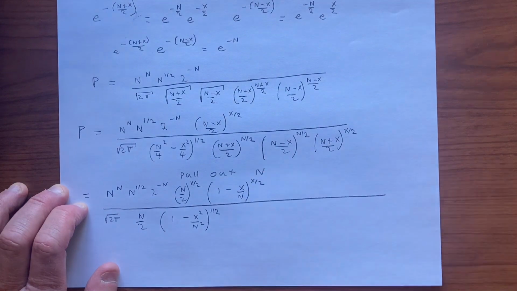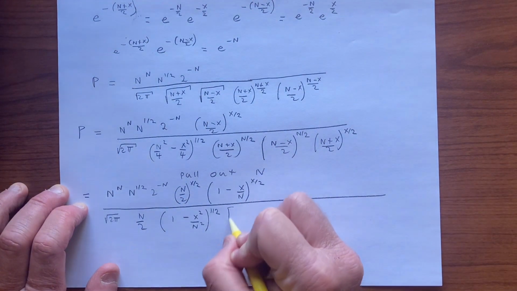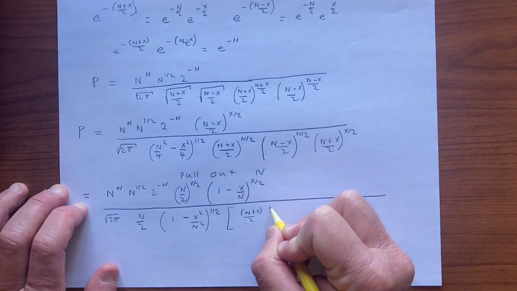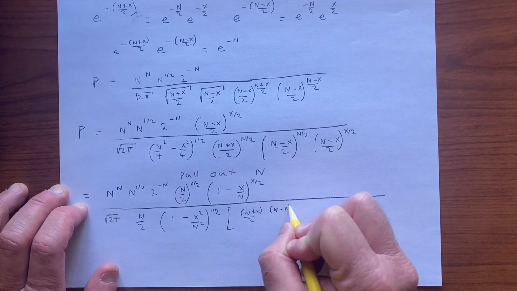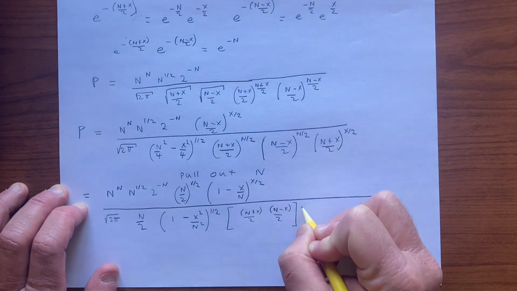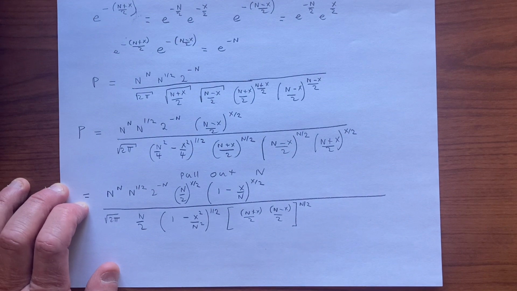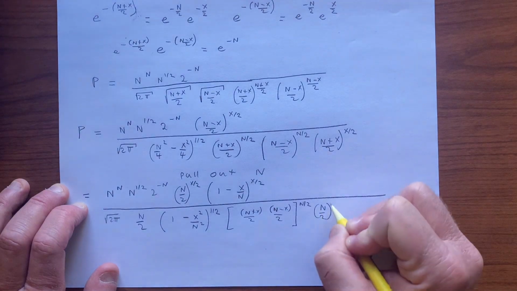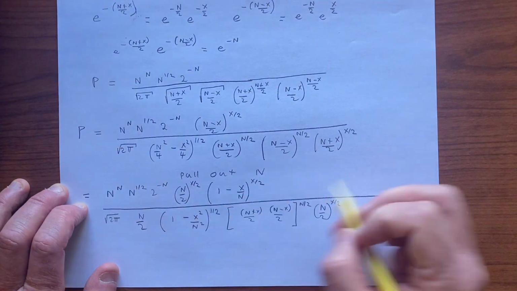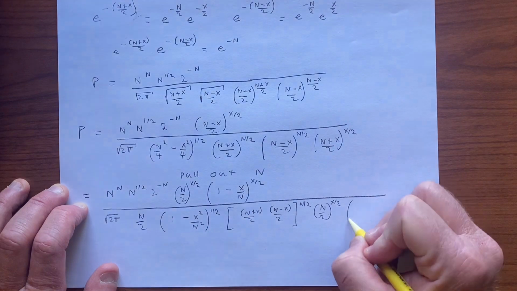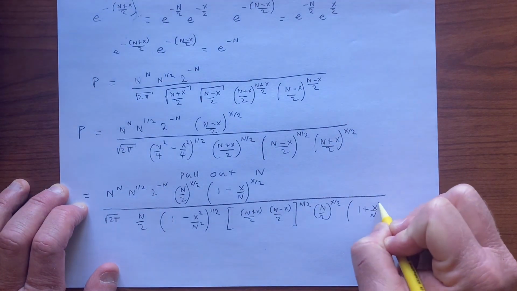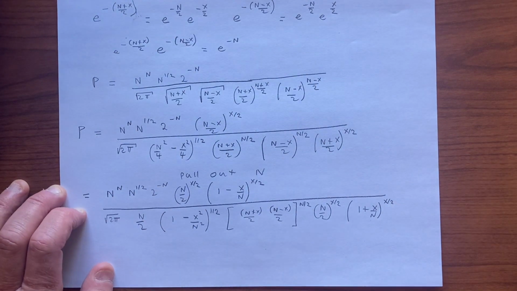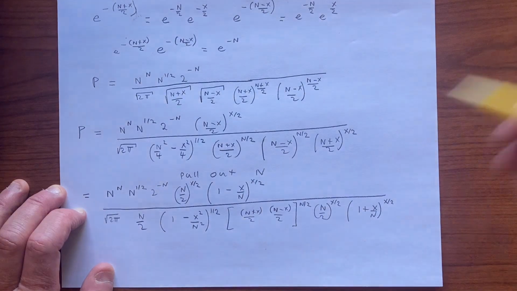We should have multiplied these earlier, but we have (n plus x)/2 times (n minus x)/2 to the n/2, and the last term we pull out an (n over 2) to the x/2, so that we can cancel this term. We'll have something like that, but with a plus sign. And we'll continue this in the next video.